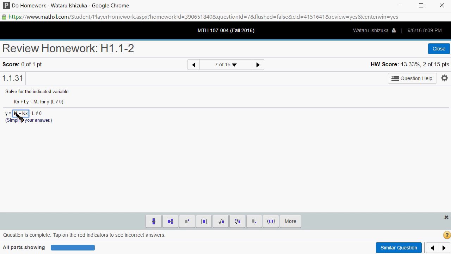Then all over, so maybe I should highlight this guy. Let's see if I can do this. Maybe I can't do that, so maybe I'll do this. I have to put the fraction. So m minus kx and over l. All right, let's check the answer.